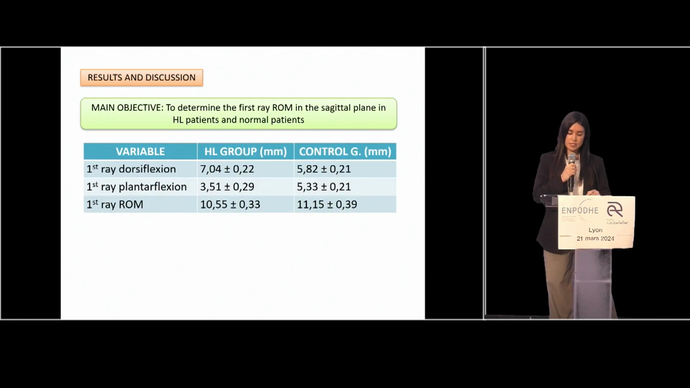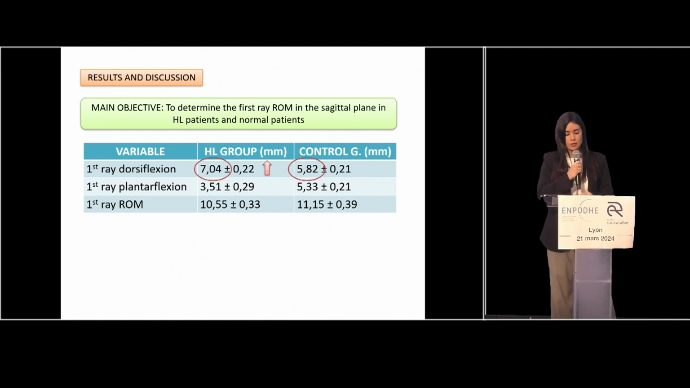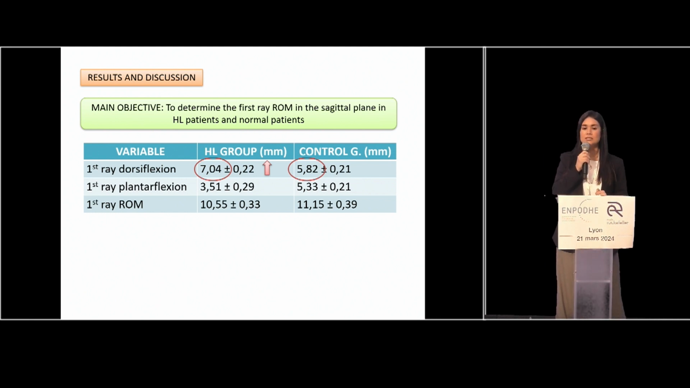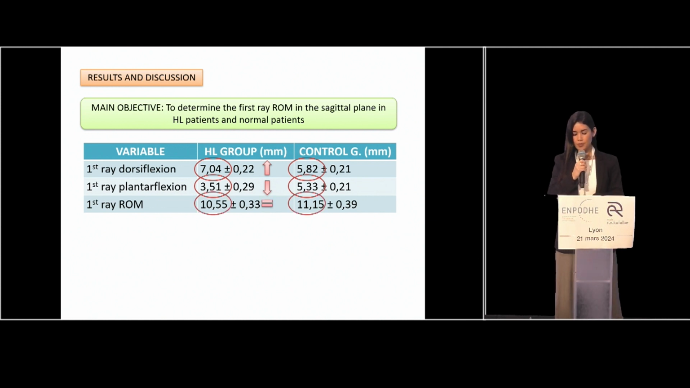The main aim of this study was to determine the first ray range of motion in the sagittal plane in Hallux limitus patients and normal patients. The dorsiflexion of the first ray in feet with Hallux limitus was increased, unlike the control group. On the contrary, the Hallux limitus group's plantar flexion diminished, unlike the control group. However, the total motion of the first ray was very similar in both groups.